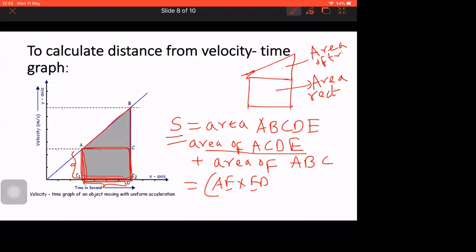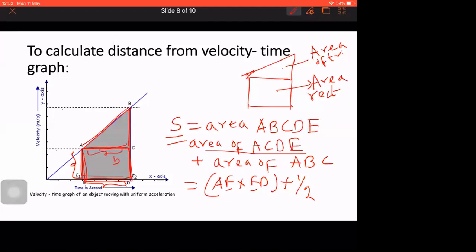Length of rectangle plus what is the area of the triangle? Half into base into height. What is the base of this triangle? AC. Correct. Ma'am, I have studied that BC is the base and AC is the breadth. This is the base of the triangle and this is the height of the triangle.